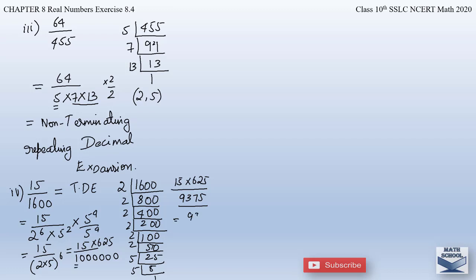We get 9375 divided by 10 power 6, that is 6 zeros in the denominator. So we have to place the decimal point after the 6 digits in the numerator. Since there are only 4 digits here, we will add 2 more zeros and write the decimal point. So 0.009375 is the decimal equivalent of the rational number 15 divided by 1600.